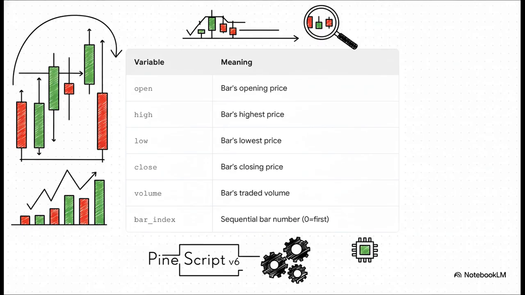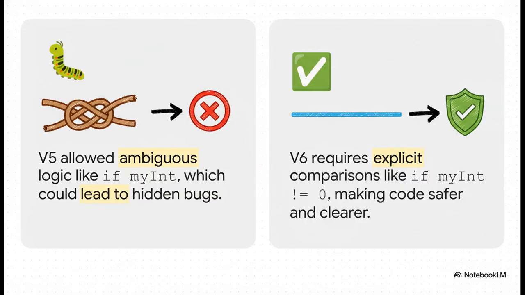Your script runs one time for every single bar on your chart, starting from the oldest bar on the left and moving to the newest one on the right. And for each of those bars, you automatically get all this data handed to you: the open, high, low, close, and volume. This is the raw material your script uses for everything. And here is a perfect example of why v6 is such a game changer, especially for beginners.